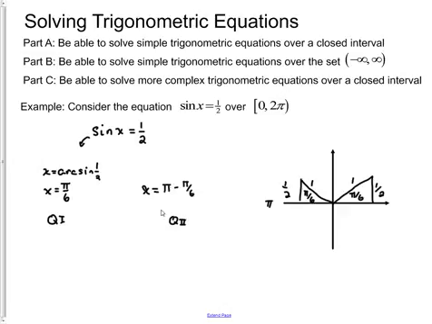And doing the subtraction right here, we know that means that our other angle will be 5 pi over 6. So our solution set consists of two angles, pi over 6 and 5 pi over 6. And that's our answer. That's what we were looking for. And so we're done.